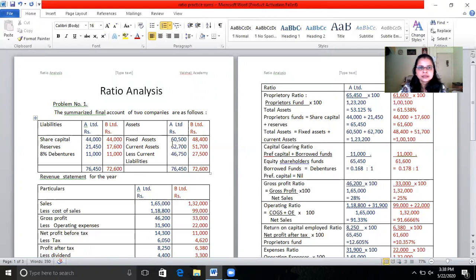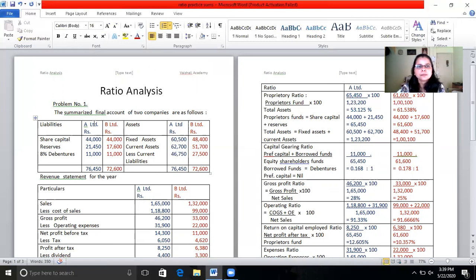And the total assets equal fixed assets plus current assets. The fixed assets are 60,500 and the current assets are 62,700. The total assets will be 1,23,200. So our ratio will be 65,450, that is proprietor funds, upon total assets 1,23,200 into 100. So the ratio will be 53.125. As it is multiplied by 100, the ratio is denoted by percentage.